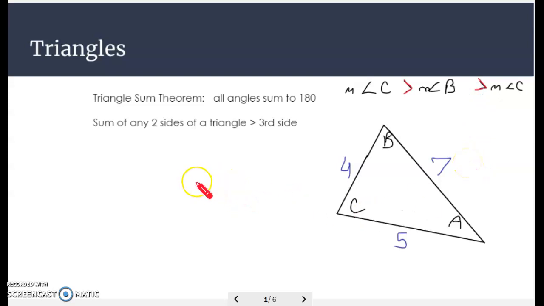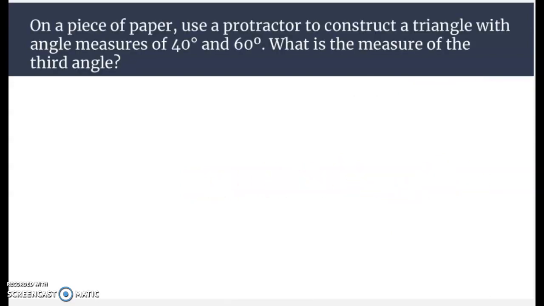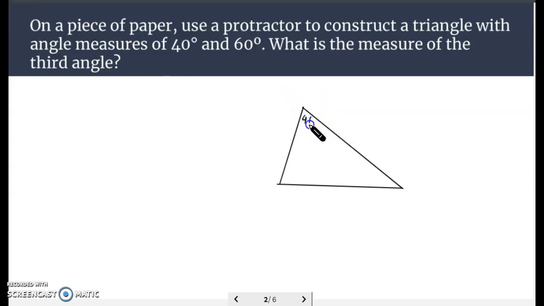So, these are some things to know about a triangle as we do some examples here. Alright, let's look at this next one. It says, on a piece of paper, use a protractor to construct a triangle with angle measures 40 and 60. What's the measure of the third angle? We can actually compute this without an actual protractor. Of course, there are ways to do that. You can create a triangle. Just draw a quick one here to see. One angle, 40. Another angle, 60. And then we don't know this third angle.